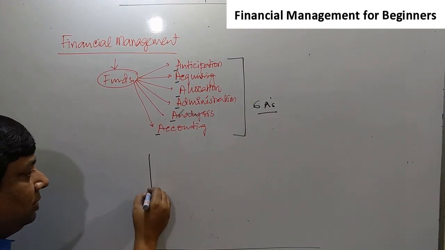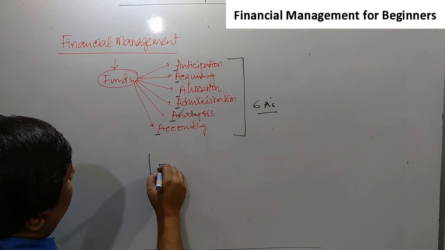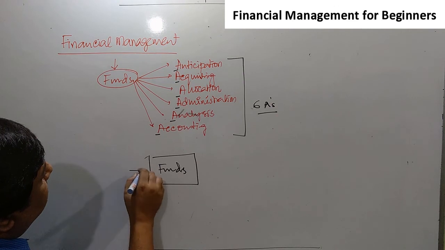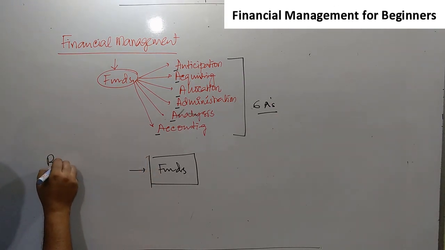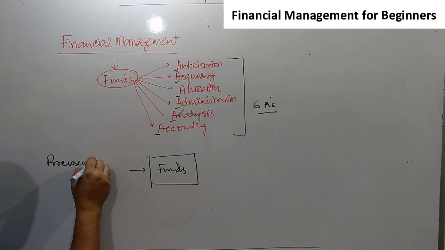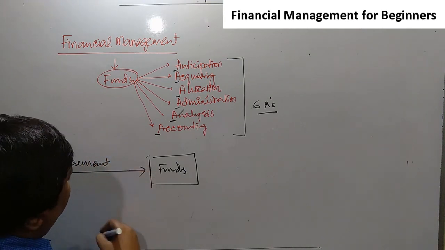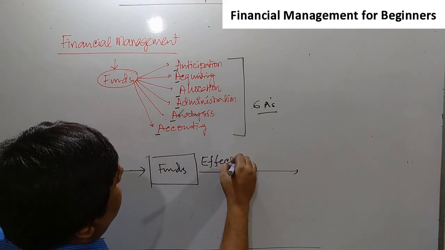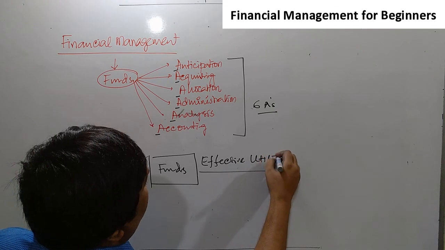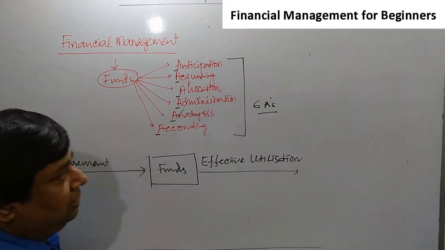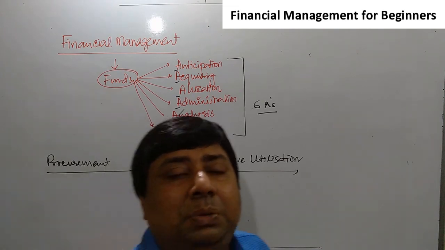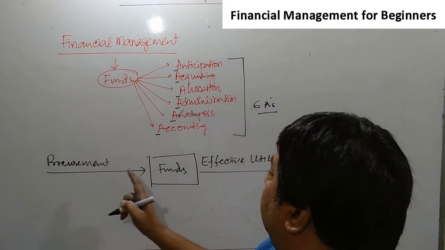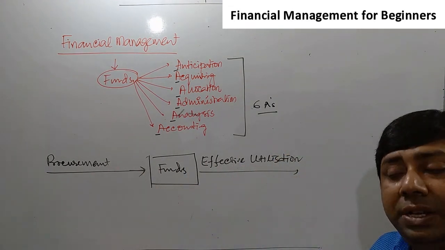There are two parts of financial management. It is again the logic of funds. One is procurement of funds. Another one is effective utilization of funds. Then, all such six objectives can be pinpointed in two parts: one is procurement of funds, another one is effective utilization of funds.